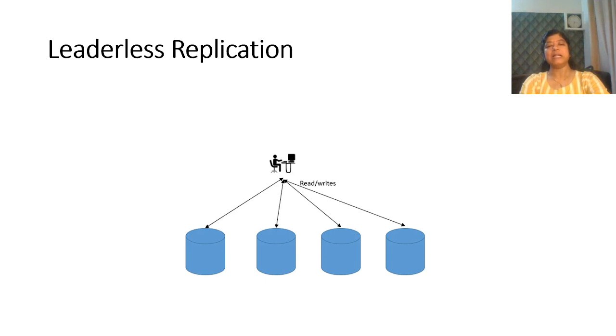Lastly is the leaderless replication. As you can see here, there is only a single end user client having its read and write requests, and they are transmitted to the replicas directly without any particular leader involvement. So here the multiple replicas will perform the read and write operations for a single user request.